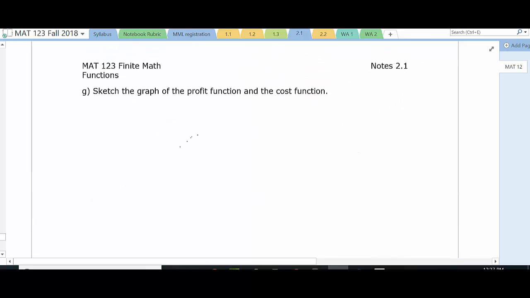Now, the profit function, I'm not going to even do this. Just put an X through that. Since it's negative, that whole parabola would be below the x-axis, since it's always losing money. Okay, and that's good enough.